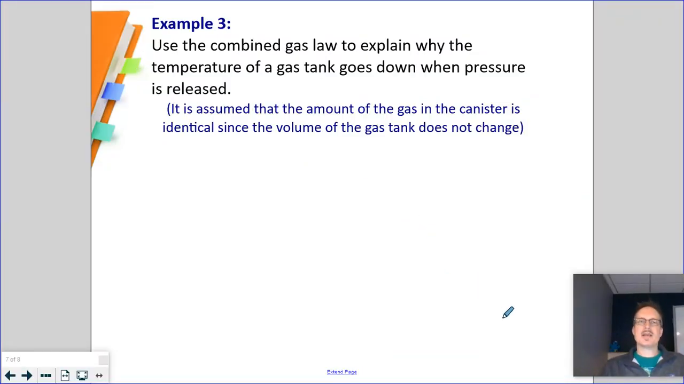Welcome back, Chem 20s, to part 2 of combined gas law. I've got two special examples keyed up here that are going to help us in the long run when it comes to understanding this concept. So let's look at example number 3.